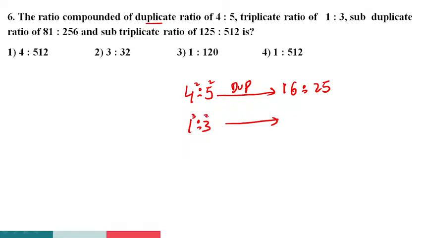1 cube is to 3 cube. 1 cube is how much? 1. 3 cube is how much? 27. Next, subduplicate ratio. 81 is to 256, guys.